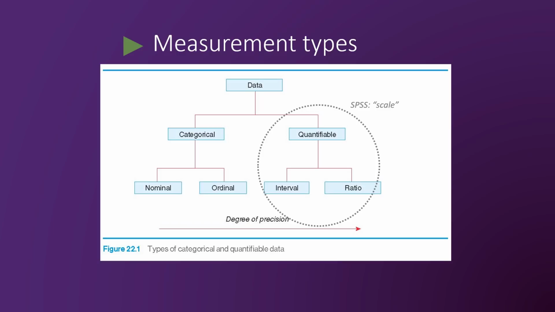Where they are different is just that ratio has an absolute 0 point that makes sense in the context of the scale. So let me illustrate this by an example. Let's say that we are measuring how old someone is.